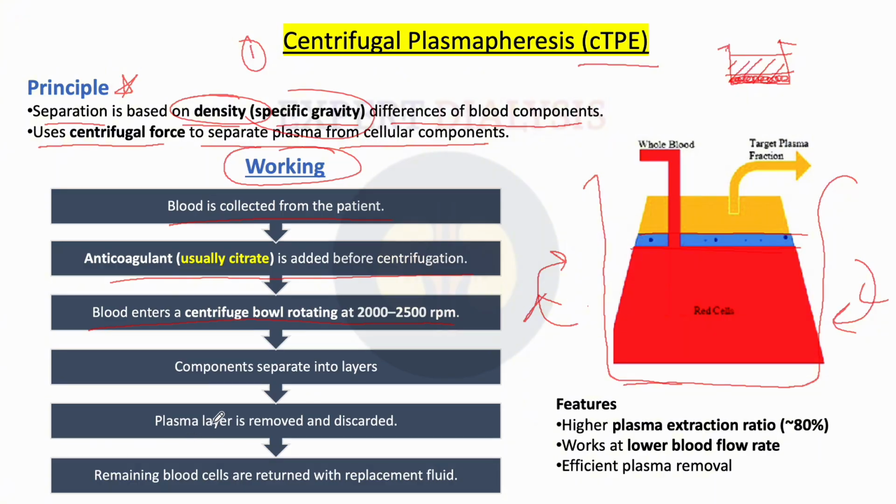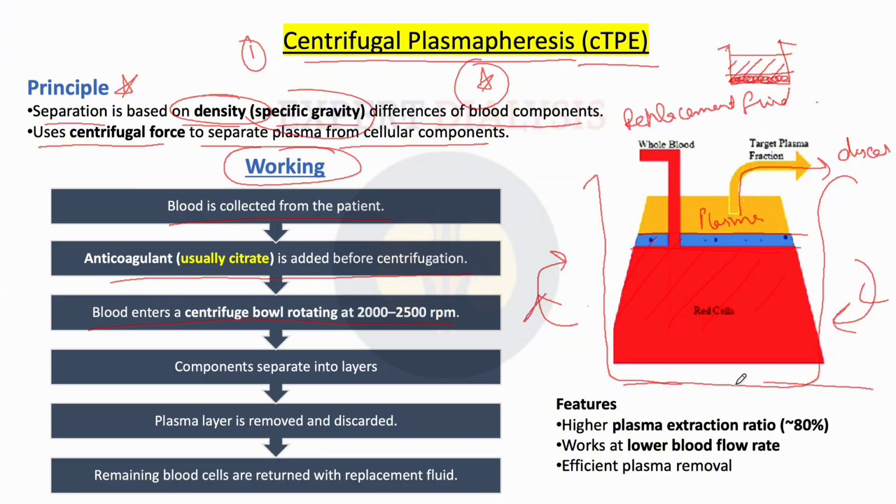Now we will separate the plasma layer and discard it. This one here is our plasma layer. We take it and discard it, and the next step is that the remaining blood cells are returned along with replacement fluid. That's how the centrifugal plasmapheresis method works.